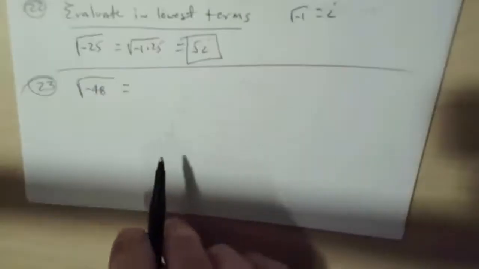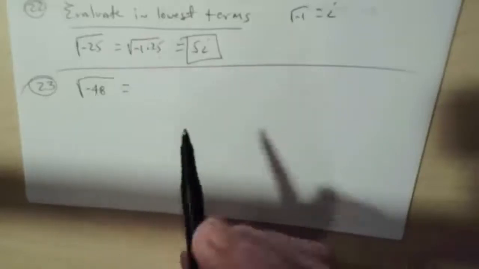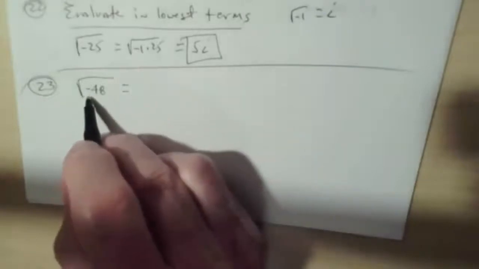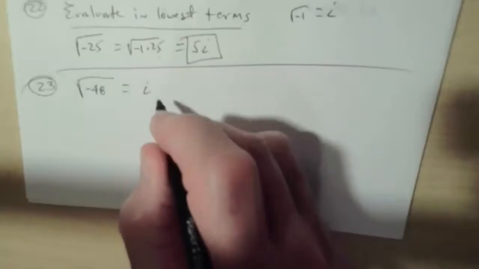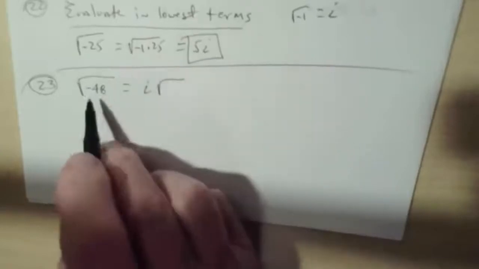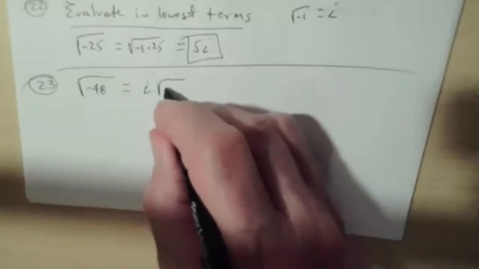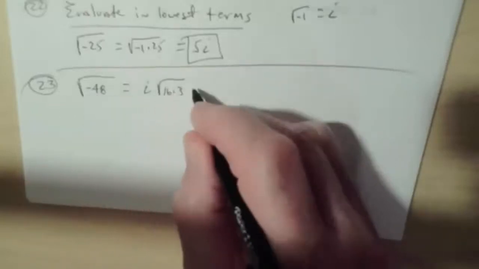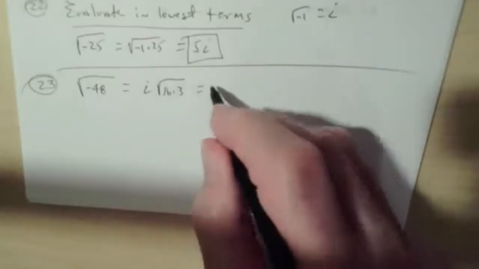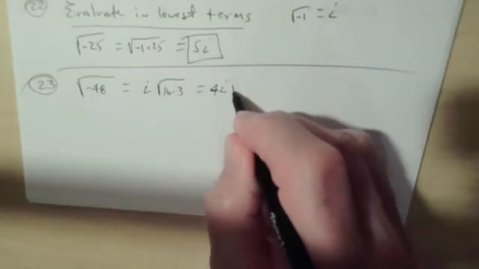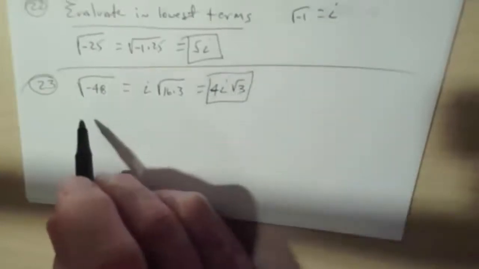Same type of problem. We have the square root of -48. Because there's a negative on the inside, we just bring out an i. And what are the factors of 48 where one of them is a perfect square? 16 times 3. Now the square root of 16 is 4, so we bring that out of the radical. So 4i square root 3.